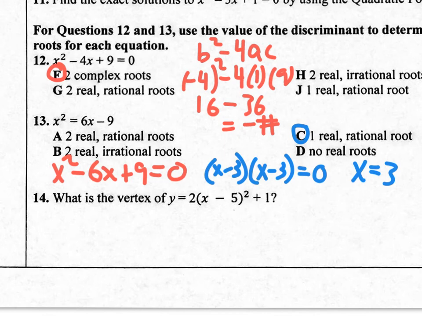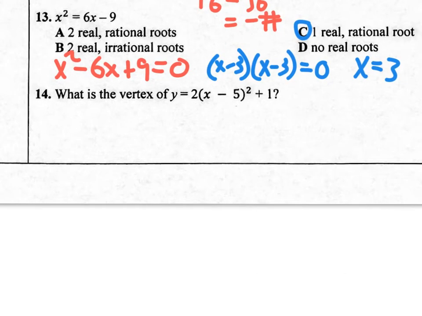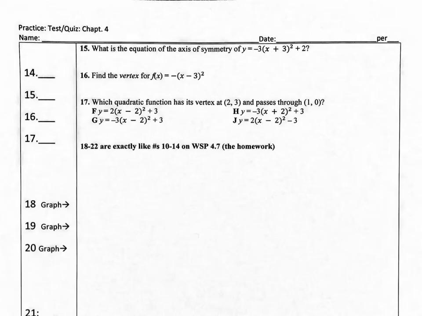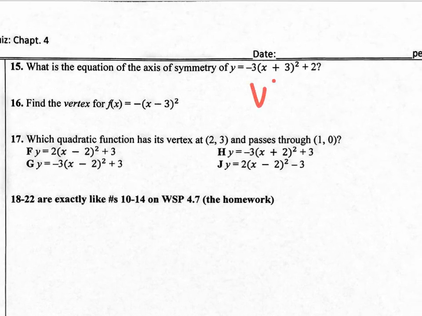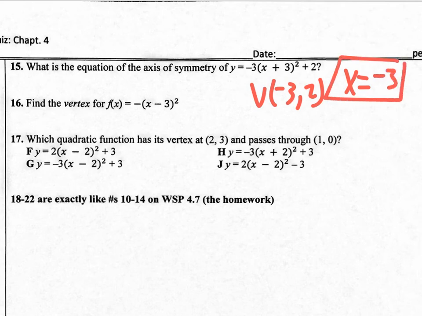Okay. Number 14, what is the vertex? That one's easy to do. What's the vertex? It's positive 5 and positive 1. Remember, you always think opposite on H and take K for what it is. Jumping to number 15, what is the equation of the axis of symmetry? Well, if you know your vertex, which is negative 3 and 2, you know that your axis of symmetry is x equals the x value of your vertex. That's your axis of symmetry, so that's the answer for that one.